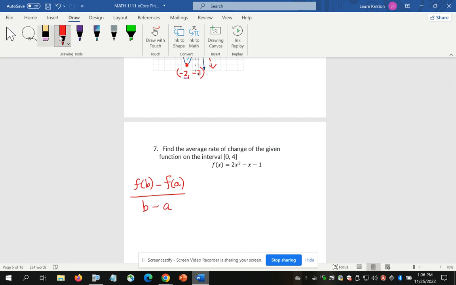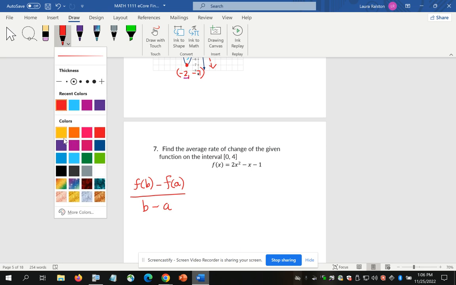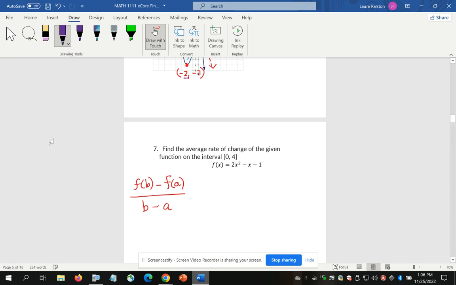And you may say, well, Miss Rawson, where are all those a's and b's and f's of b? Where does all that come from? The interval gives you your a and your b. So the first number is a, the second number is b. It just tells me I'm going from point A to point B. I'm going from 0 to 4.